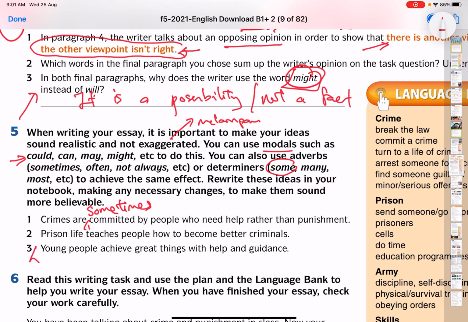So you can use the word many young people can, or you can use could achieve great things with help and guidance. So kamu nampak tak beza dah? Satunya macam kamu kata, semua orang muda akan berjaya selagi dia ikut panduan dan bimbingan. Tak semestinya kan, sebab ada yang tak nak ikut. Walaupun ada bantuan dan bimbingan, dia tetap tak nak ikut. Okay, so this is how you change the tone. Kamu ubah nada karangan kamu supaya menjadi lebih realistik dan tidak melampau.